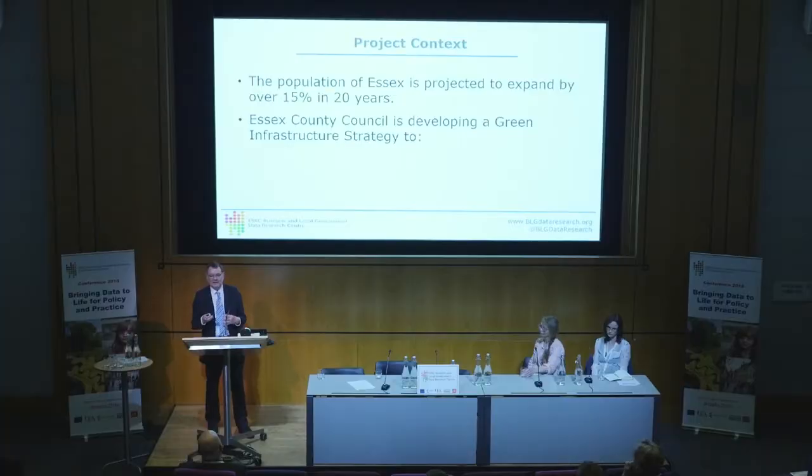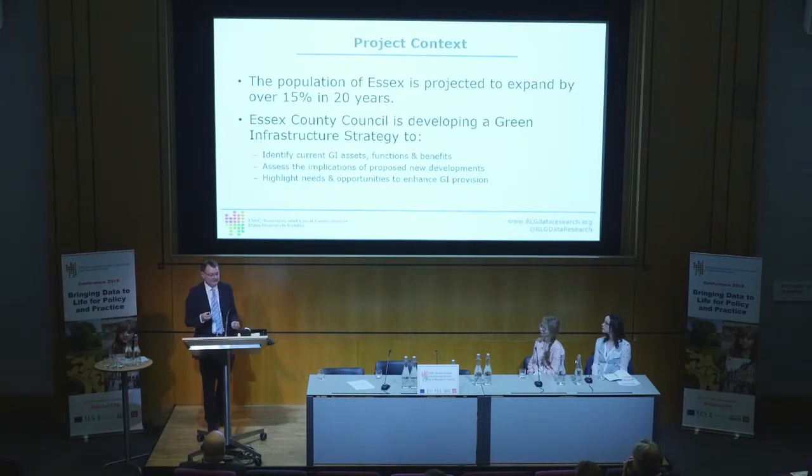And there are individual local authorities within Essex where the projected rate of population increase is something like 20%, with very substantial new developments of garden suburbs or similar sorts of communities. So one of the things that Essex County Council is working on at the moment is developing a green infrastructure strategy to meet a number of different sorts of objectives. So they want to try and identify where their different sorts of green infrastructure assets are currently, what sorts of functions those assets, those types of green infrastructure serve, and the sorts of benefits that flow from those functions.